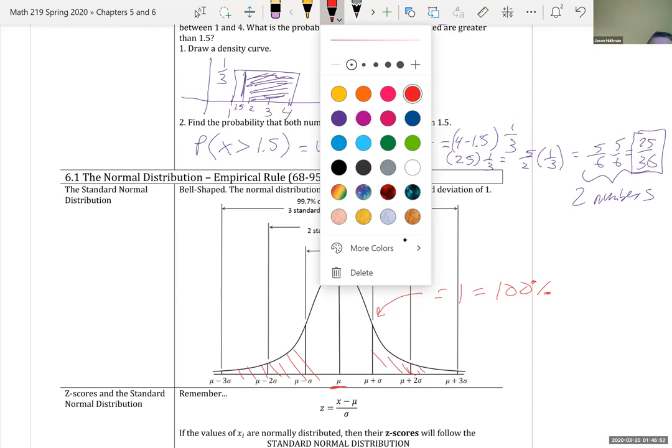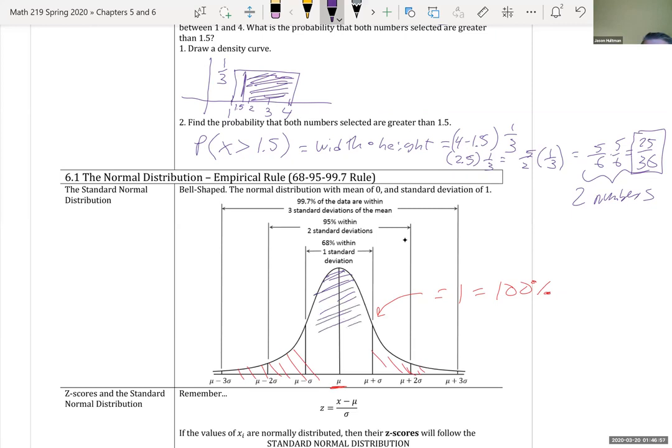So we will make this purple. Inside here is 68% of the data, or 68% of the area is contained under this curve. So let's see if I can do this a little nicer. 68% is inside here, so that's the big 68% in these boundaries. Once I go outside of these boundaries, it's no longer 68%.